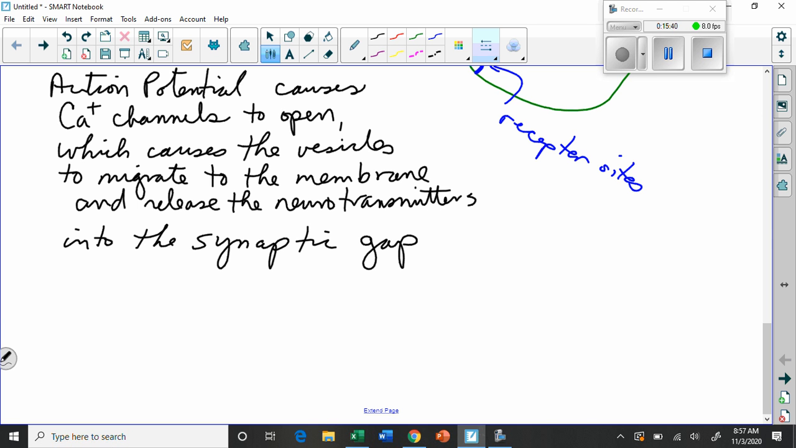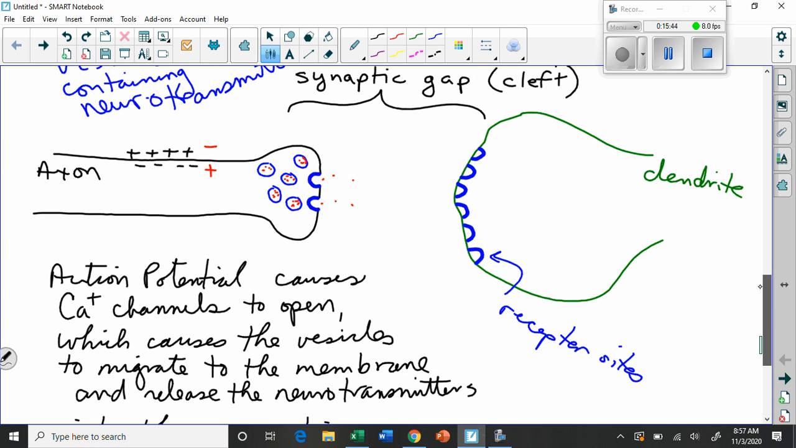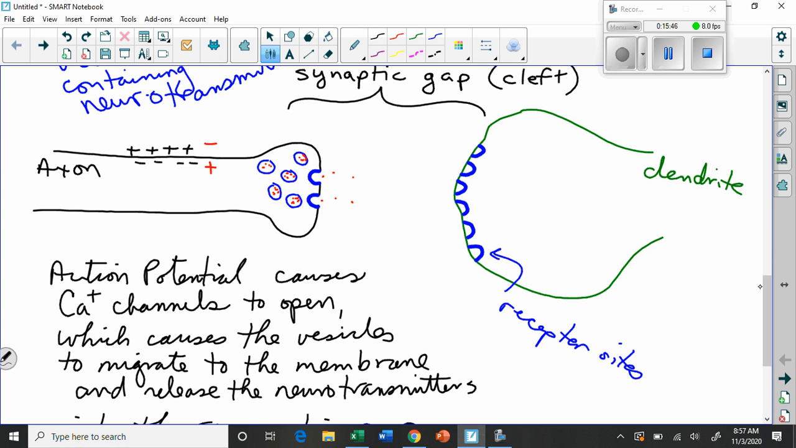We have to be able to tell the story, right, of what's going on. Once the neurotransmitters are released, they then flow across the gap, right? So it's going to be hard for you. On this picture, I can keep adding to it. You might want to redraw the picture, but basically we're going to put a little arrow here and show these neurotransmitters lodging into the receptor sites.